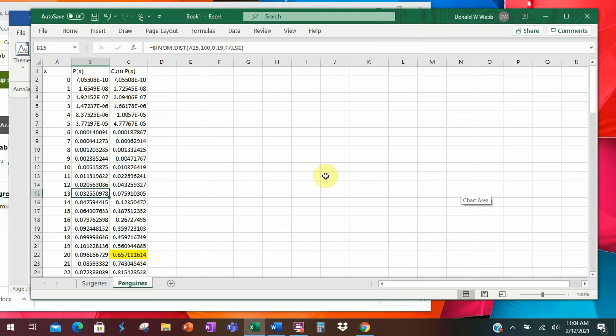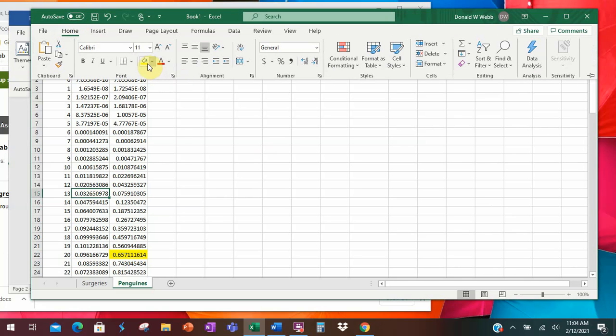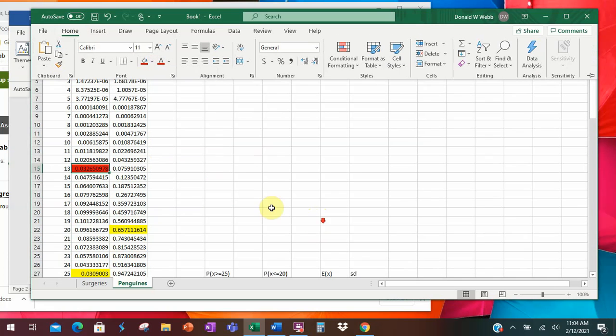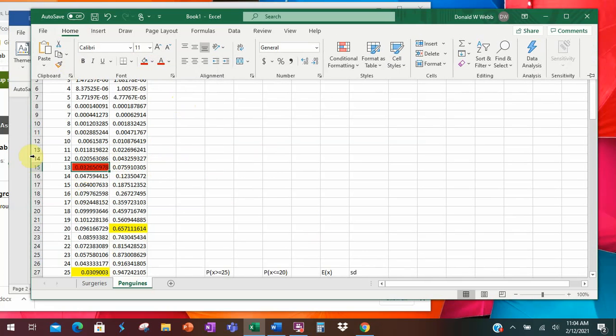Okay, highlight this value in red, so you would go here, home, click on this, go down here, give me a red, maybe a little lighter red so I can read it. And then that would be that value.